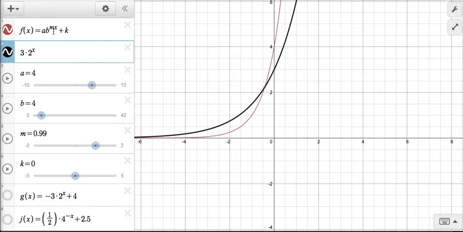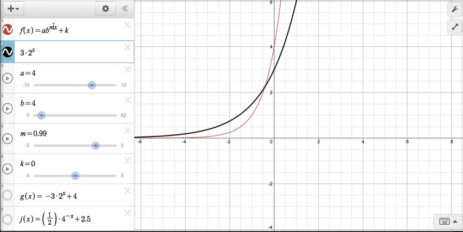Welcome back. We're looking at this function, which is a transformation of a basic exponential function. Now, I've called some of the things differently. Go ahead and write this equation down. So pause it, write it down. Have you written it down?